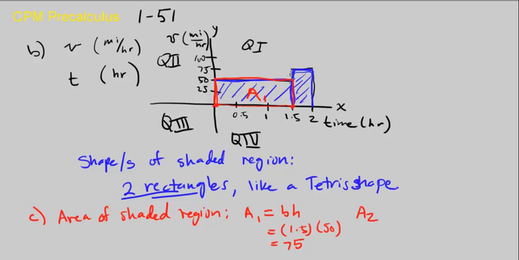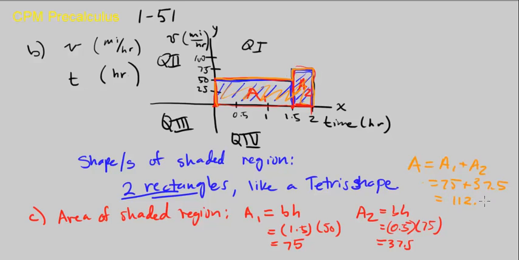The area of the second rectangle, right here, is its base times height. The base here is just 0.5, and the height here is 75. We could use our calculator again, it's just 37.5. So if we look at the total area under the graph here, the area is going to combine both these rectangles, so area is equal to A1 plus A2. We're just adding the two areas. That's 75 plus 37.5, and that equals 112.5.